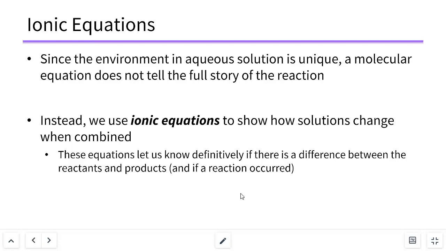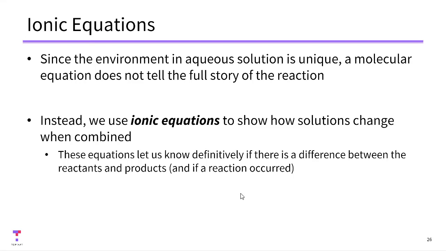The reason we're going to use these ionic equations is because these equations, when done properly, will allow us to know the difference between, hey, something happened here and there's a chemical reaction, and nothing happened here, there was no reaction. That's important information to know, because that could be the difference between recognizing that a situation is going to actually do something versus recognizing that it is going to just yield a whole bunch of ions.